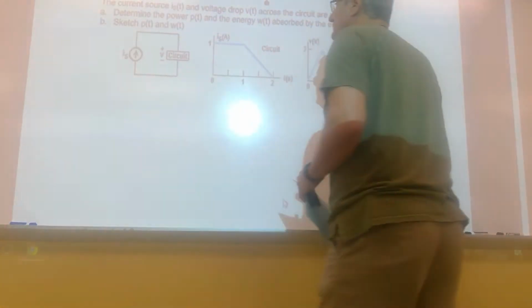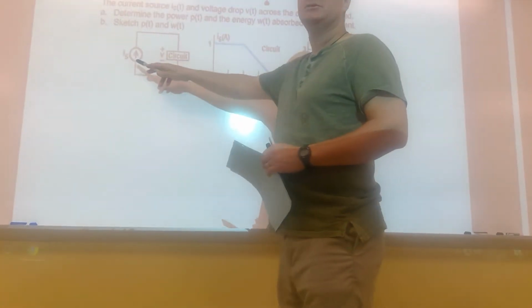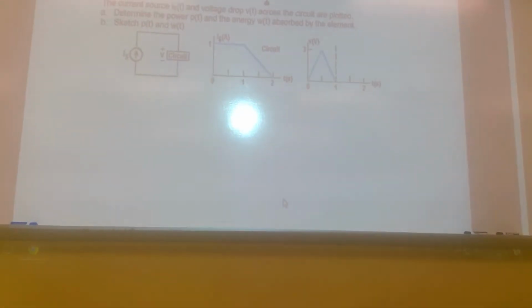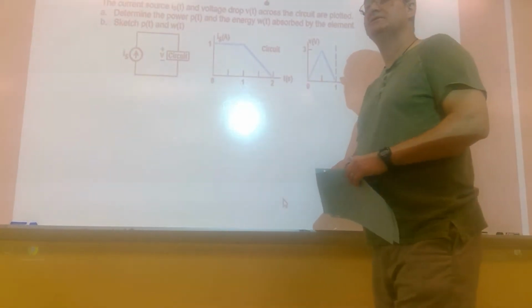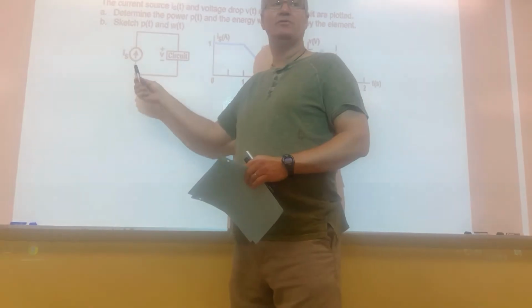So what you're seeing here is, let me give you a little bit of a moment to think about this. You have a current source. That's something you don't have experience with. A current source produces a constant current, and I'll talk more about current sources in chapter 2. But a current source is very similar to a voltage source.